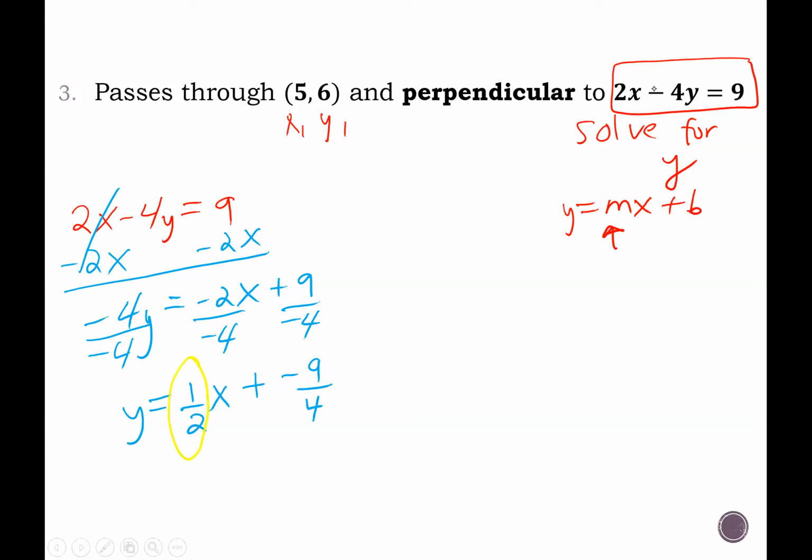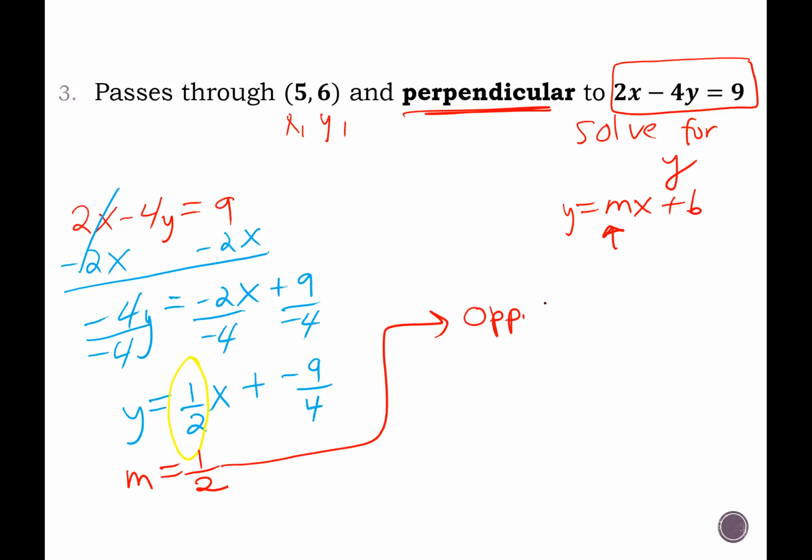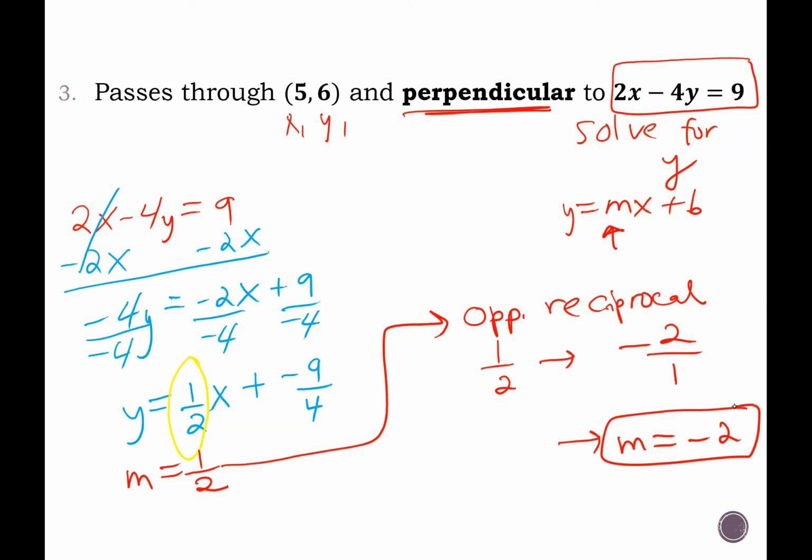So the slope of this line, y equals 1/2 x plus -9/4, the slope is the 1/2. That's the slope of this line. But we don't want to use that slope. We want our line to be perpendicular. So we're going to take this value of m and take the opposite reciprocal. The opposite reciprocal of positive 1/2 is now going to be negative 2/1. In other words, our new m, our new slope, is actually going to be -2.